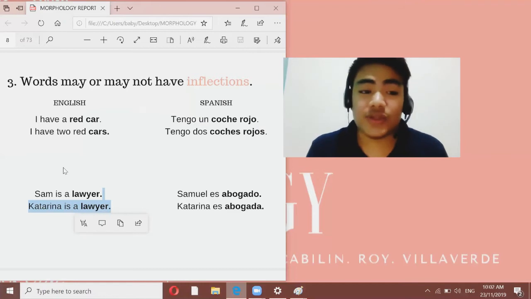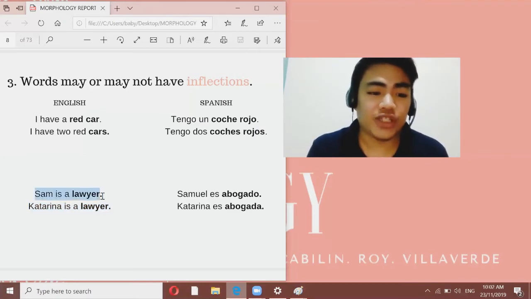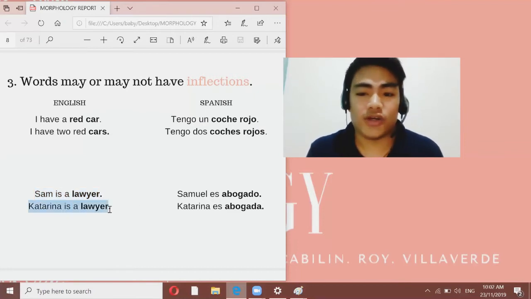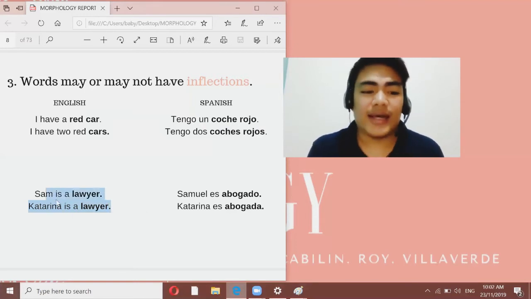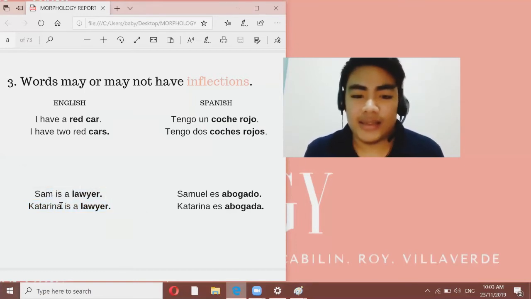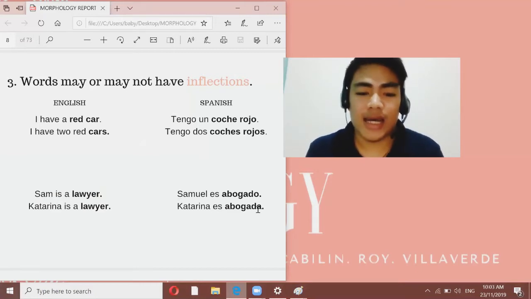Let's turn our attention to the next set. So we have in English, Sam is a lawyer and Katarina is a lawyer. Let's establish that Sam is actually a male and Katarina is a female. Now let's turn to the Spanish translation. Here we have Samuel es abogado and Katarina es abogada.